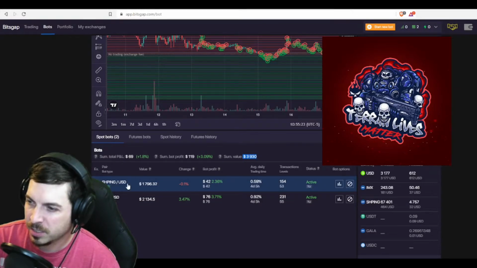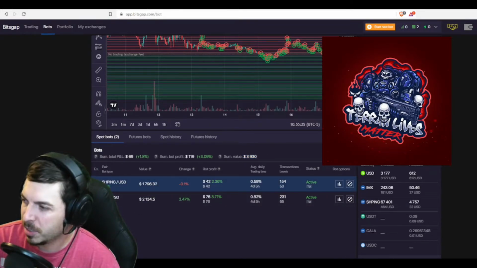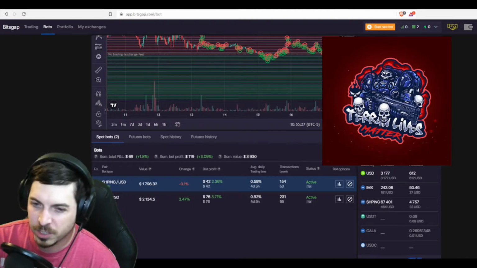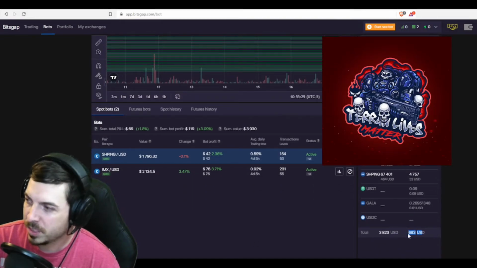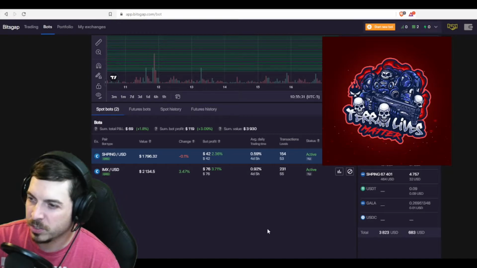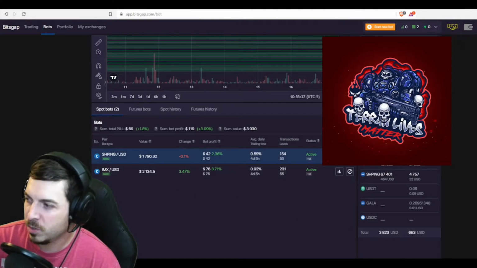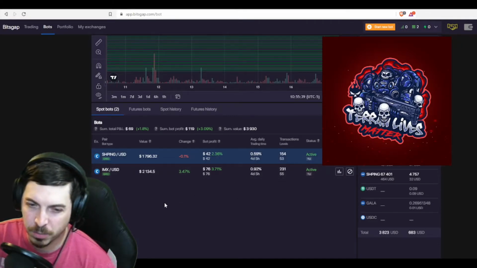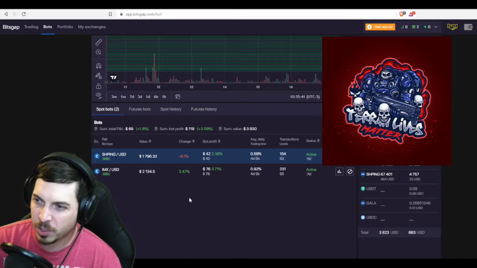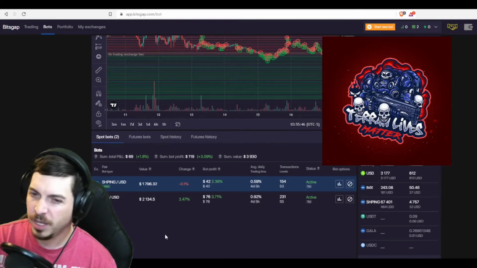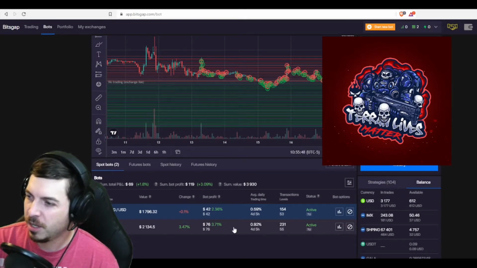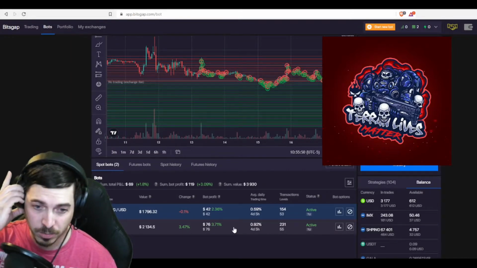And this is the value that is in the bots. And then you have an extra $683 over here in my account that I could trade with, but I'm waiting to accumulate a bit more to start a third bot. And that's pretty much the basics here.